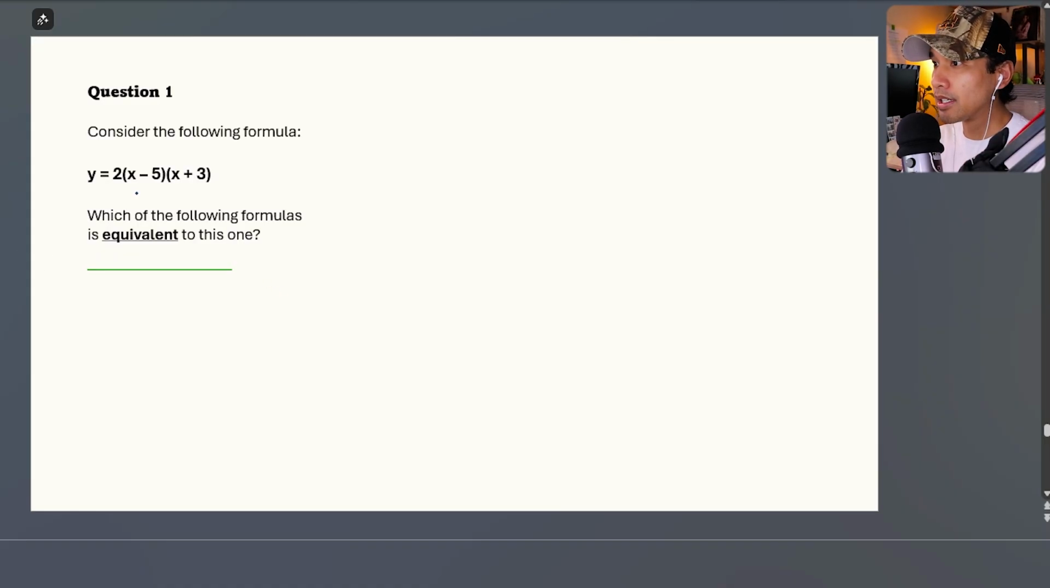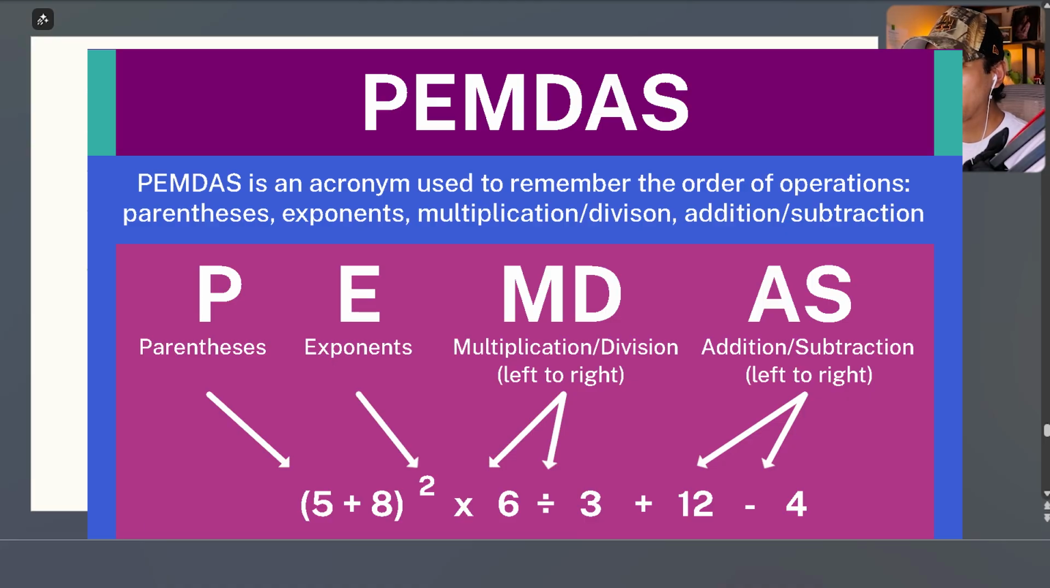Y equals 2x minus 5, x plus 3, and the x minus 5 and the x plus 3 are in parentheses. When we see this, we have to think, something is going on in these parentheses. What do I attack first? What I mean by that is you have to refer to PEMDAS, which we all know from my previous video: parentheses, exponents, multiplication, division, addition, and subtraction.